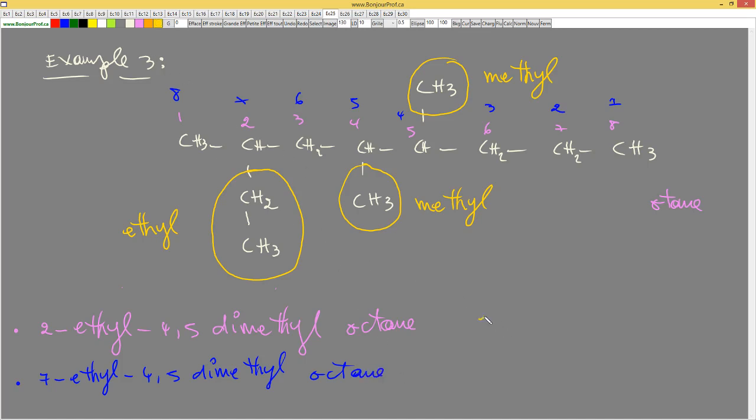So which formula to keep? Do the math again. I have 2 plus 4 plus 5. I have to add all the numbers in the formula. It gives me 11. This one here, 7 plus 4 plus 5. So clearly it is bigger. I have 16. So this one is not the good name. The good name is the first one because it has the smallest total. So this one has to go.